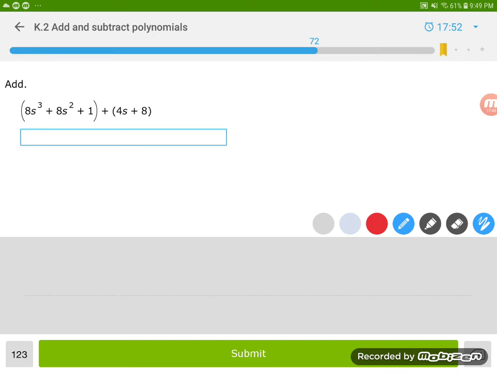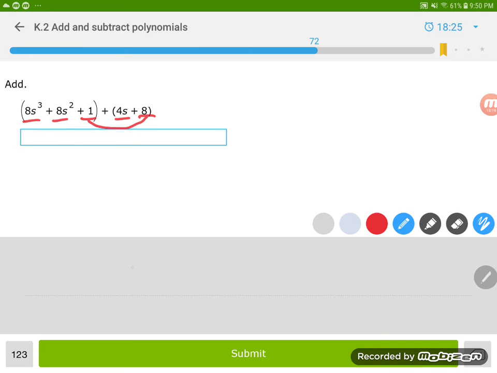Okay, alright, so same deal, we're looking for our like terms. So I notice that's my only cubic term, or my only term with the power of 3. So that will be left over. I have a square term right there, and notice there's no other square term to go with it. And then I have a constant term, and well, my constants can add together. But then aside from that, I have an s term, and that also has no one. So these two numbers are the only thing that are going to be adding together.